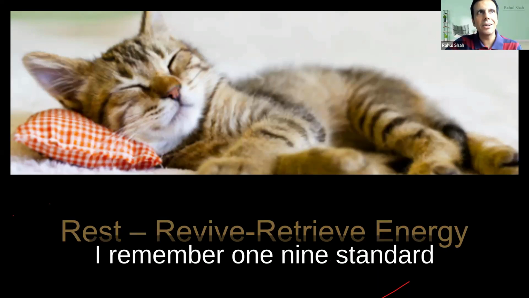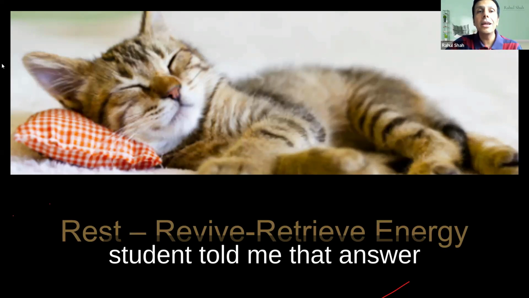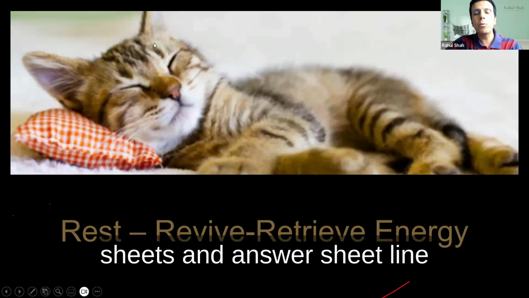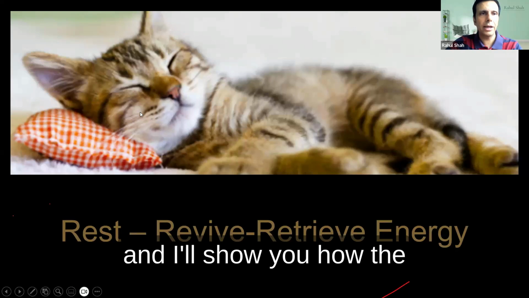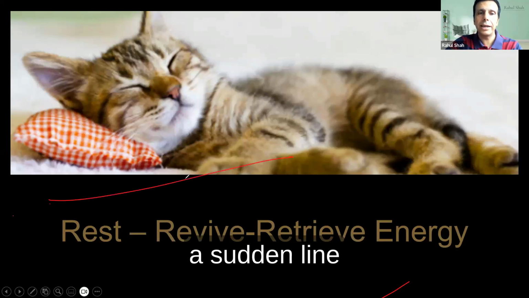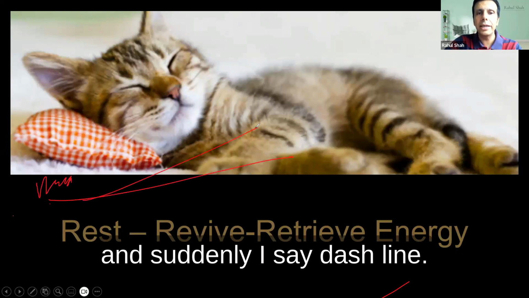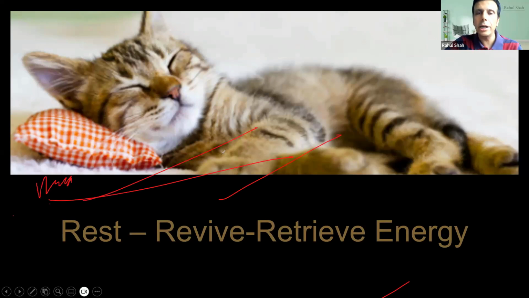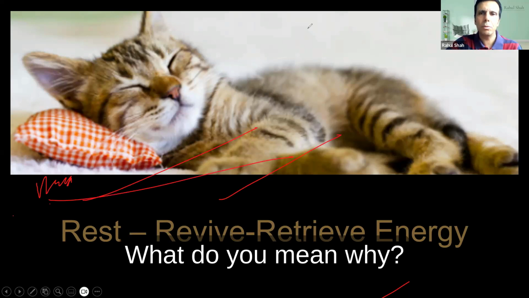I remember one 9th standard student told me that if you look at anyone's answer sheet in my class, you will see a line in it, and she described to me what the line looks like, and I was shocked when she told me this. She said you'll see a sudden dash line in everyone's answer sheet while people are writing answers. I asked why would it appear, what do you mean, why?